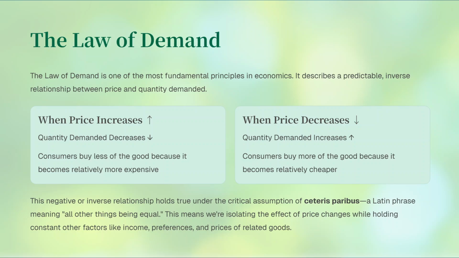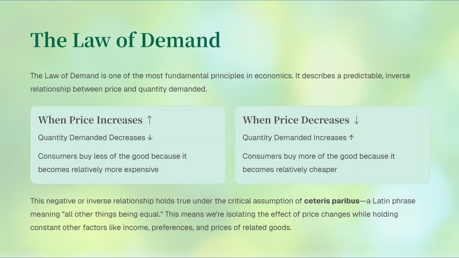What does ceteris paribus mean? Ceteris paribus is a Latin phrase and you will see it a lot in economics. It simply means all other things being equal. We're assuming that only the price is changing and nothing else, like your income or the weather. This is a negative or inverse relationship. Price goes up, quantity demanded goes down.